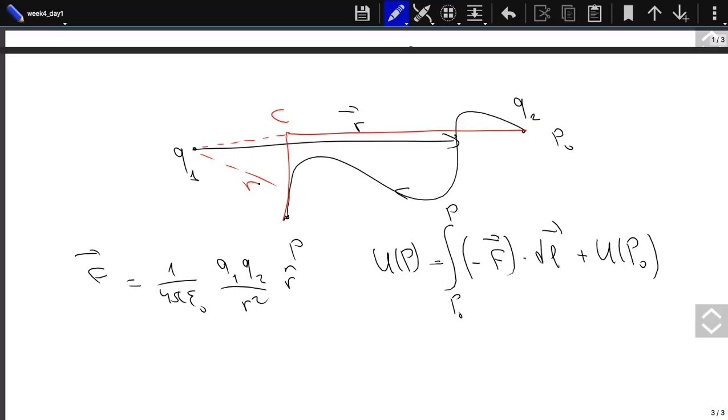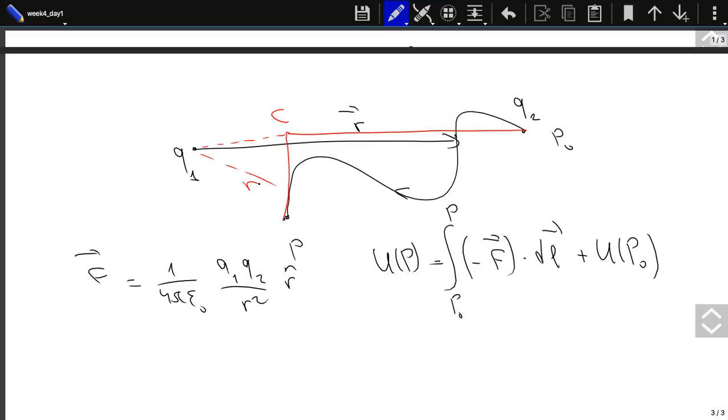Now, the nice thing about this choice is that as I move along this arc, the force is always in the radial direction. But my small displacements are always perpendicular to the radial direction. So along this arc, I won't be doing any work.